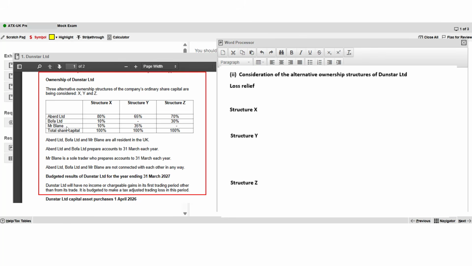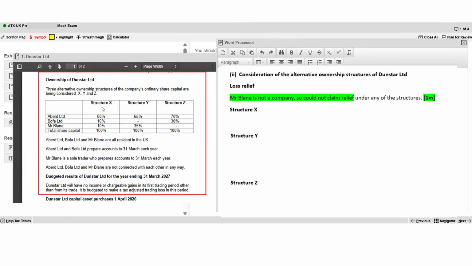So the first point I would be making is that we've got a loss in a company. We cannot surrender losses made by a company to individuals. And that would be a nice easy mark if you've spotted that. So Mr. Blaine is not a company, and so he couldn't claim relief under any of those structures. And you don't necessarily have to do this in the same order, but there's 1 mark for recognising that.